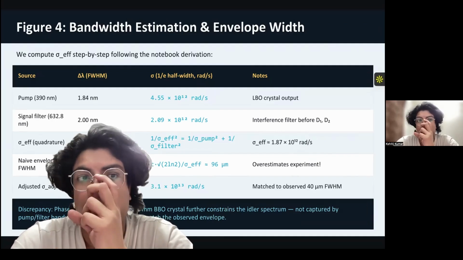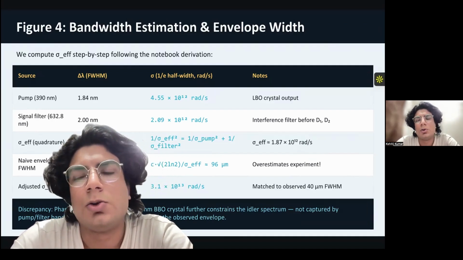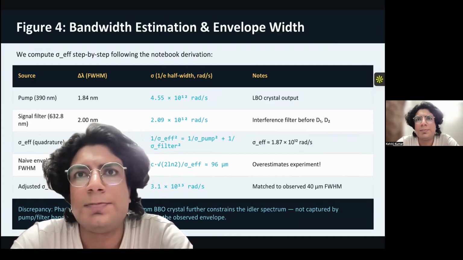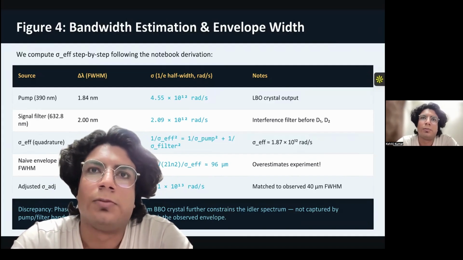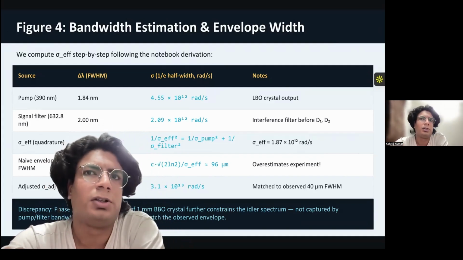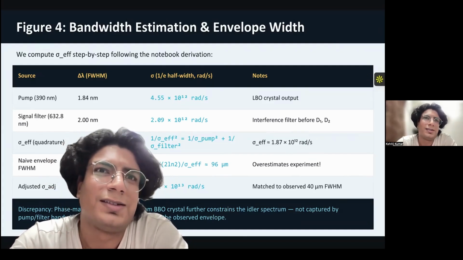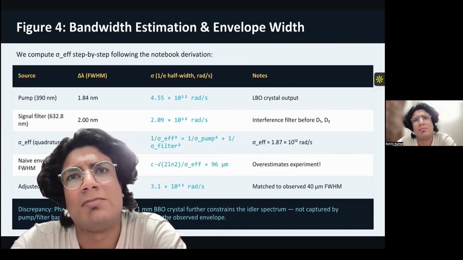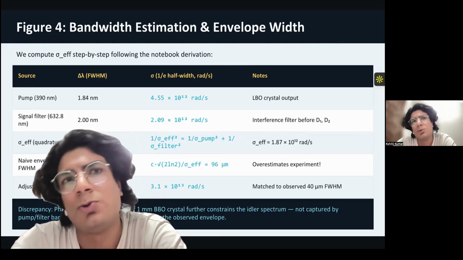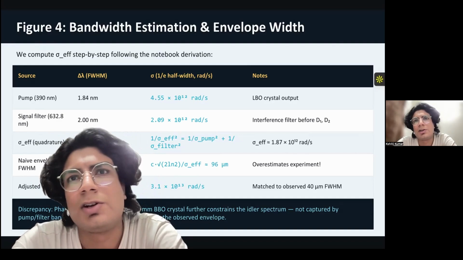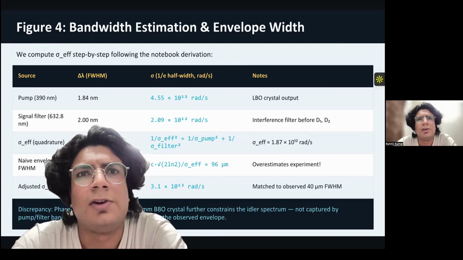Okay. So now moving on to the next slide, what we have in the slide is bandwidth estimation and envelope width. What we observed is the theory and experiment don't always perfectly align on this trial. We initially calculated the effective bandwidth using only the known parameters of the laser and filters. We encountered a discrepancy. The 390 MHz laser has a certain bandwidth and our 332.8 nanometer signal interference filter has a 2 nanometer bandwidth. If we sum these in quadrature, we get a theoretical sigma effective of about 1.87 times 10 to the power 12 radians per second.